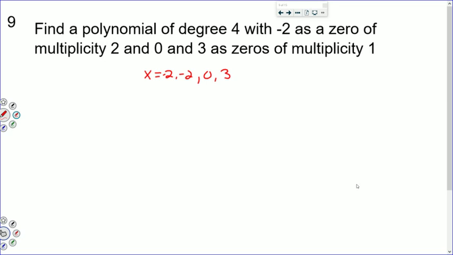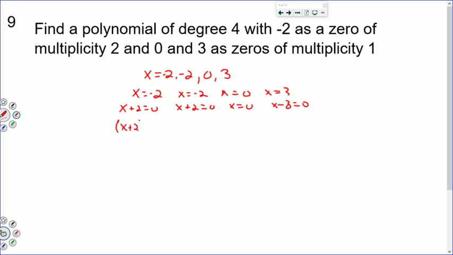This was our answer. So the step before that would be x equals all of these things individually: x equals negative 2, x equals 0, x equals 3. Then we want to get 0 on one side of these equations by themselves. So x plus 2 equals 0, x plus 2 equals 0, x equals 0, x minus 3 equals 0. So from before this, we would then have had all these be multiplied together: x plus 2 times x plus 2 times x minus 3.